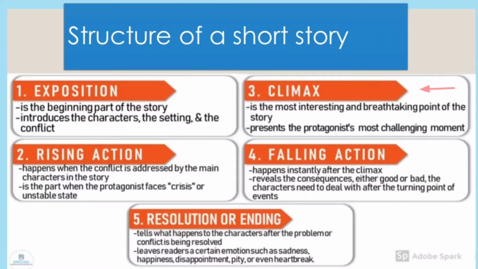Climax is the highest or the peak point of the story. It is the most interesting and breathtaking point of the story. It presents the protagonist's most challenging moment. Falling action happens instantly after the climax. It reveals the consequences, either good or bad, the characters need to deal with after the turning point of events.